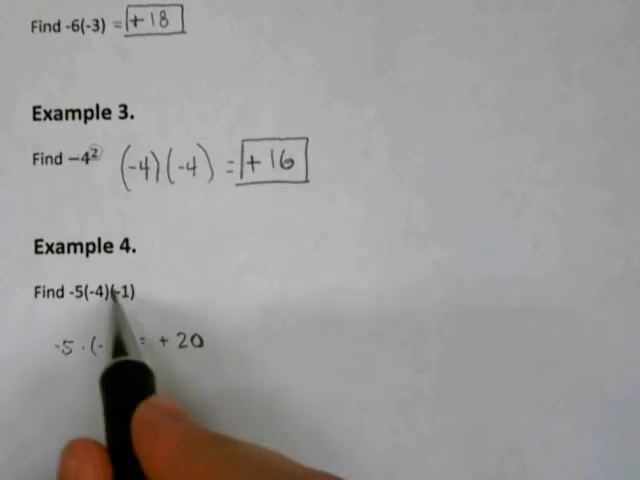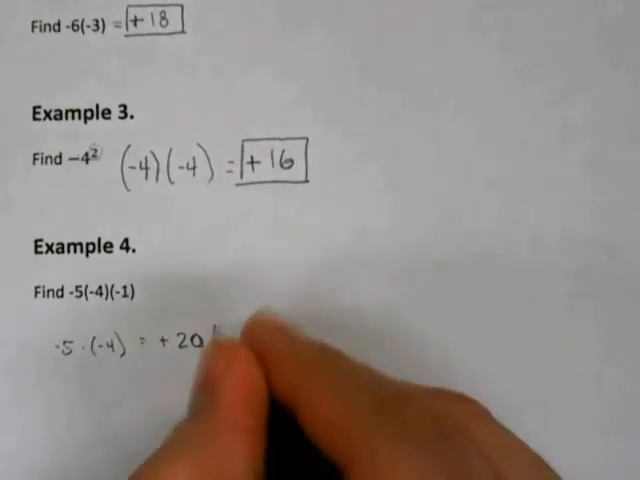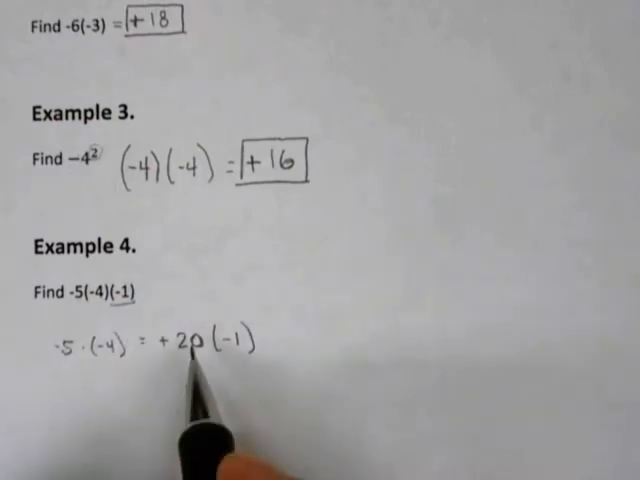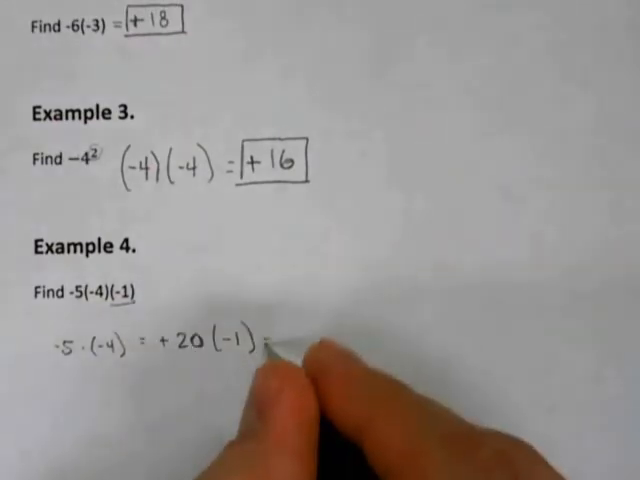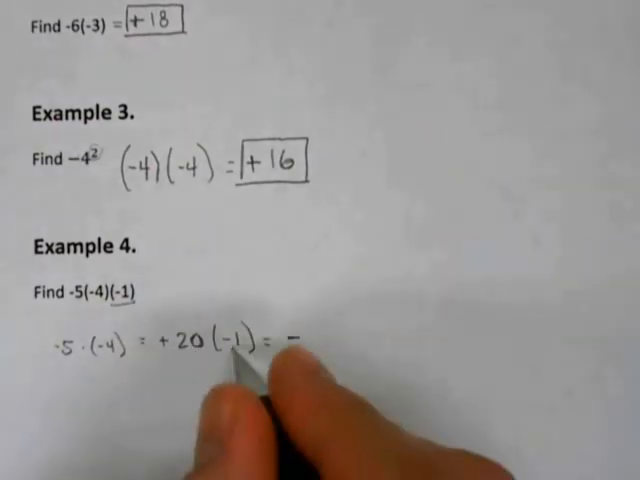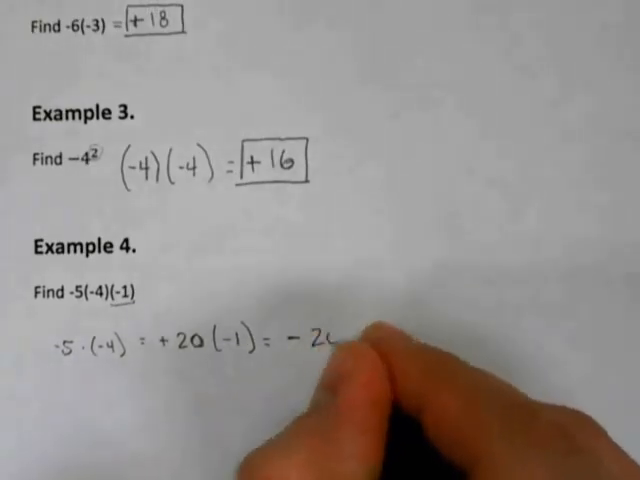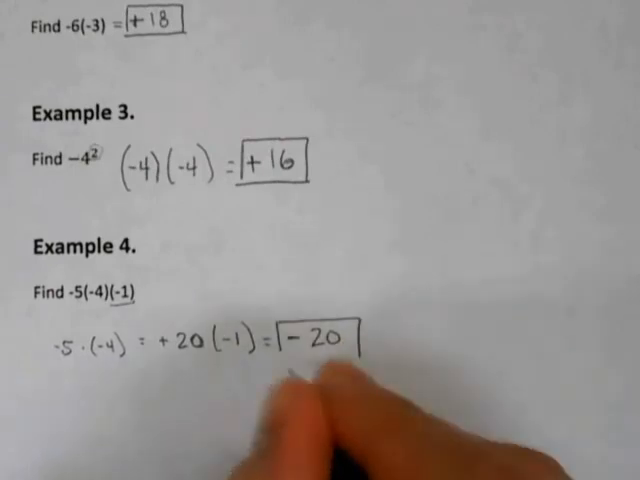Now we have to take our positive 20 and multiply that by a negative 1. And 20 times a negative 1, we know our answer is going to be negative because the signs are different. And 20 times 1 is 20. So we have a negative 20 as our final answer.